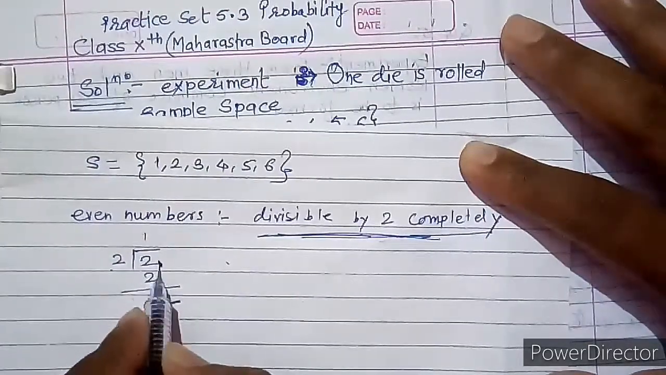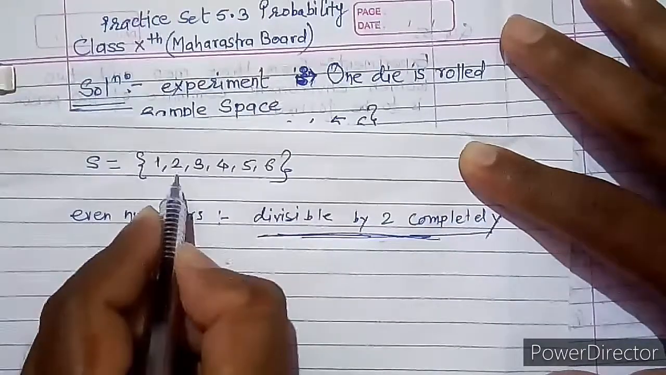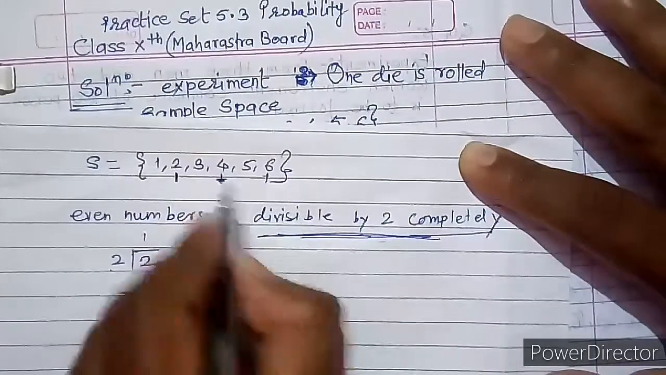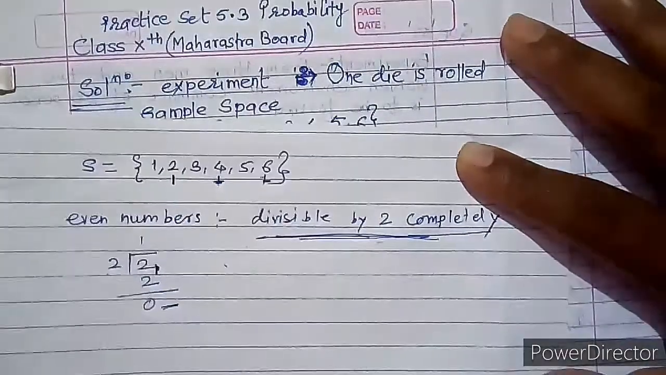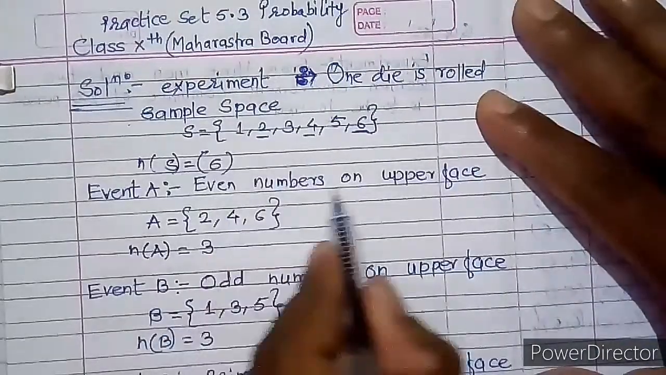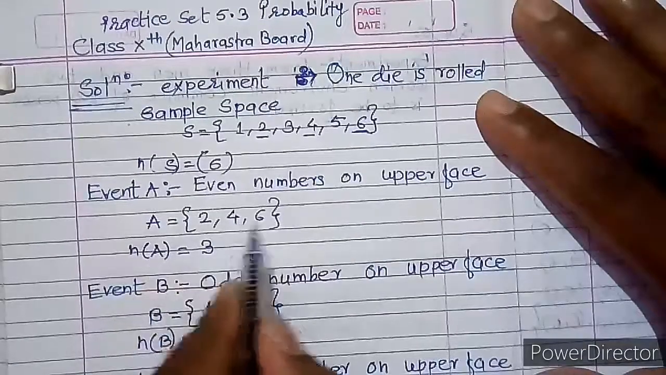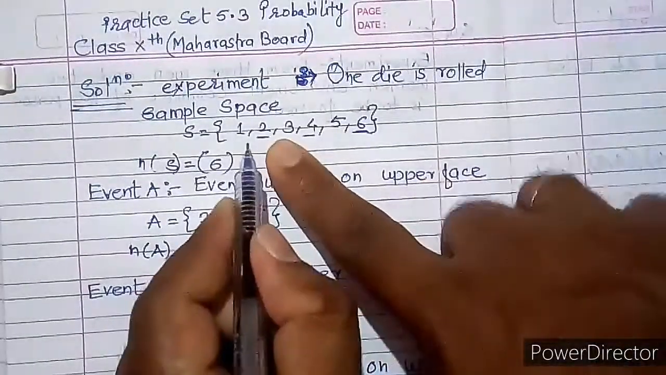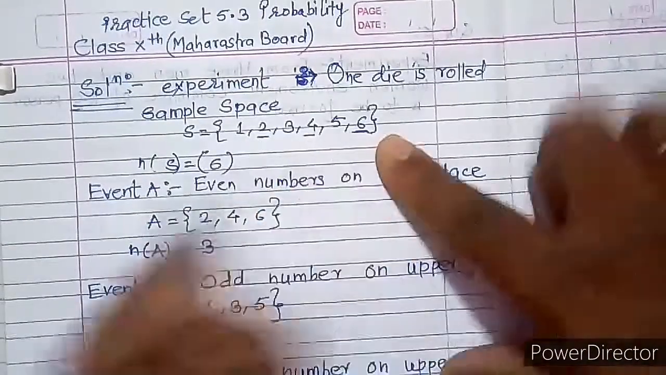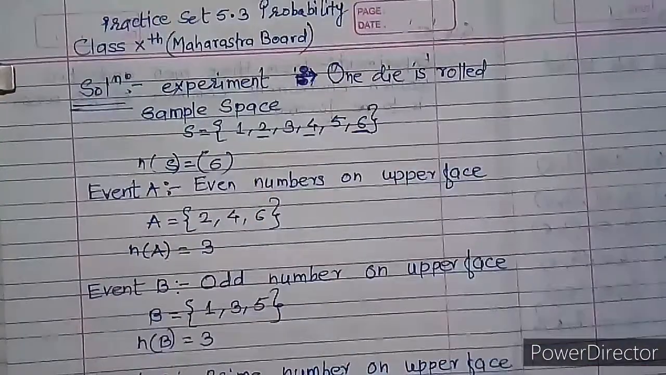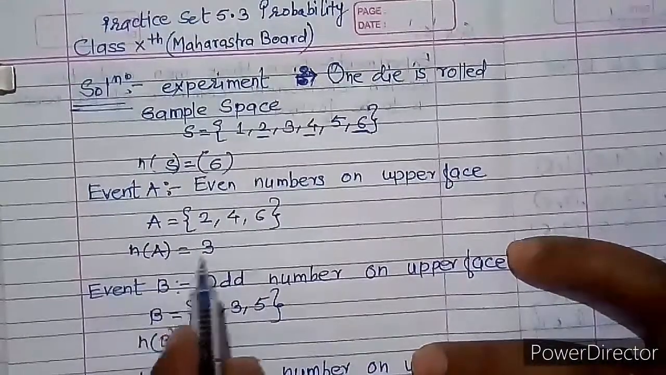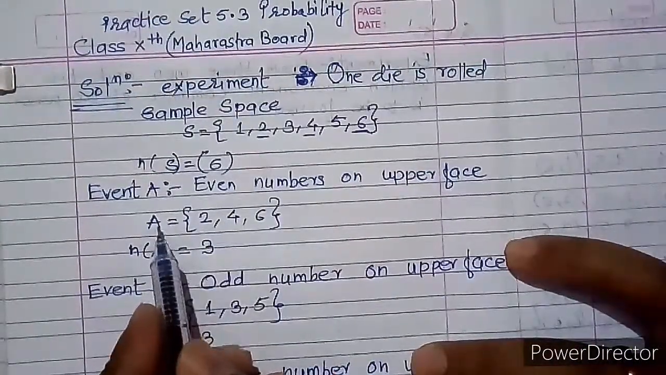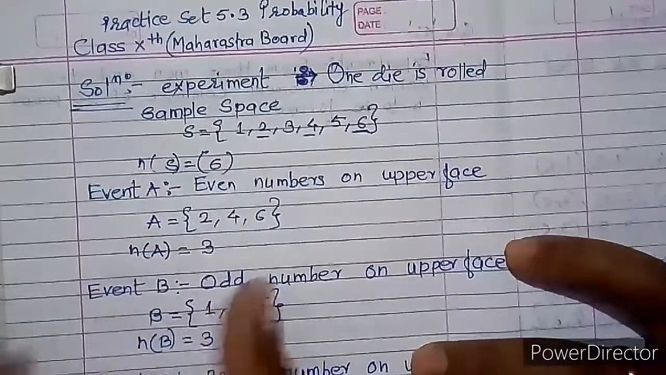Hence we have to write down the set of even numbers. The even numbers are 2 4 6, because 4 is also completely divisible and 6 is also completely divisible. That's why the even numbers on the upper face are 2 4 6. We have to write this 2 4 and 6 from the sample space S. Then n of A equals 3, means a total of 3 elements are included in event A.